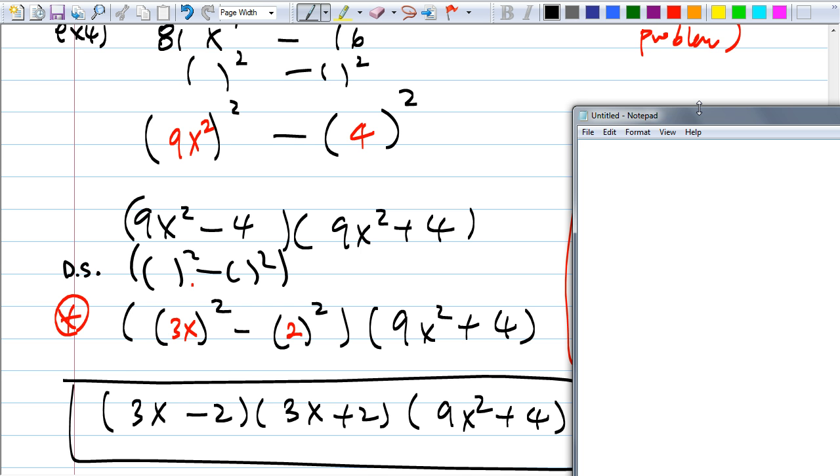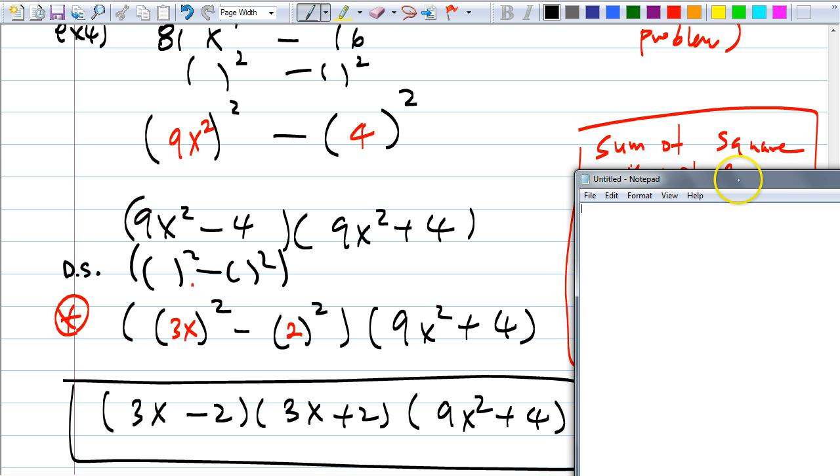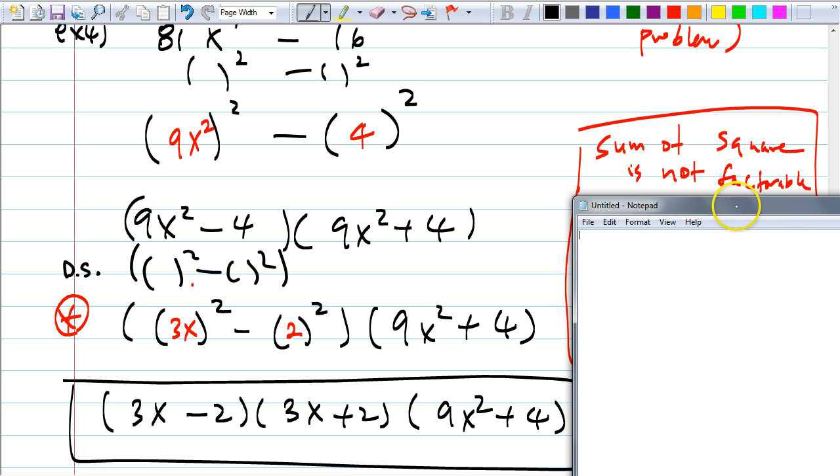Okay? Because if you could factor more, then you're not done with factoring. You see what I'm talking about? Also, this is what I wrote down. Do you think a sum of squares is factorable? It's not factorable, is it?